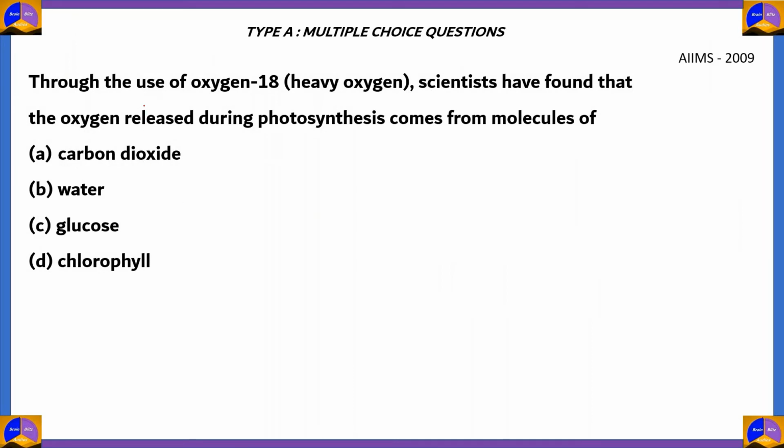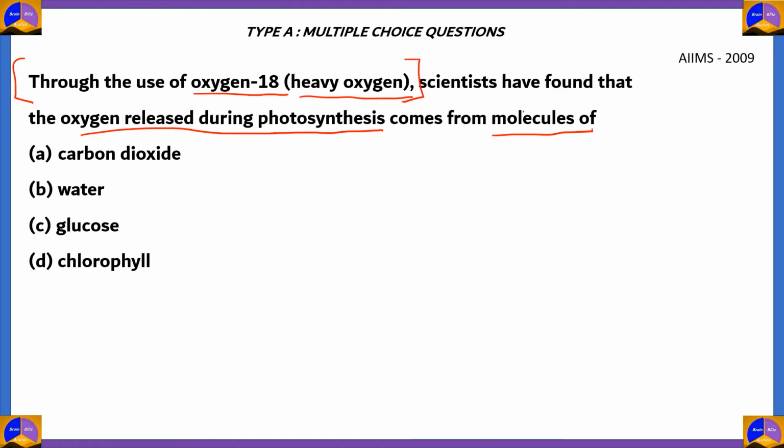Now, this question states, through the use of oxygen 18, which is heavy oxygen, scientists have found that the oxygen released under photosynthesis comes from the molecules of A, carbon dioxide, B, water, C, glucose, D, chlorophyll. So we need to find out from where does oxygen evolve during the process of photosynthesis. Now, the oxygen 18 or heavy oxygen is actually not needed in this question, but that way you can understand how scientists find out certain elements in processes. They use the heavier isotope of the element and then they find it out.